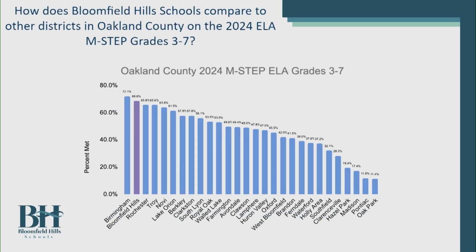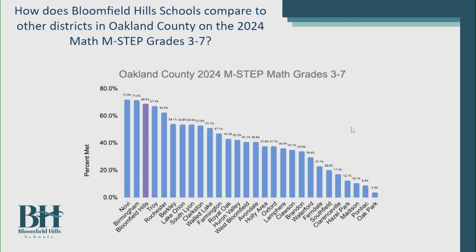The next two slides are going to share the MSTEP results for grade 3-7. This one's ELA, and the next one will be math, and this is just how Bloomfield Hills performed within Oakland County, and you can see that we are at the top end with our county neighbors. And same thing with math. We're at the top end of the county.